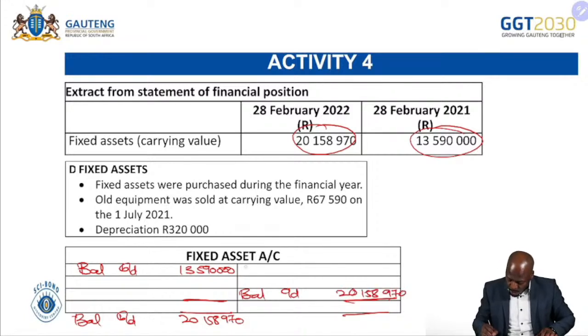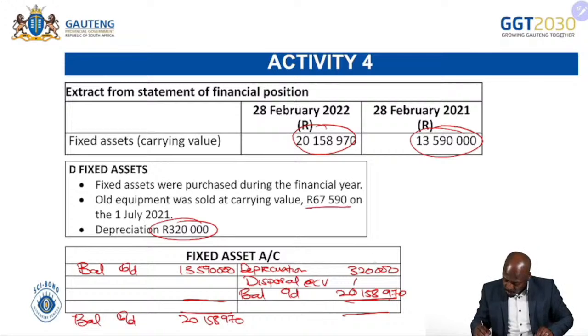And then here it's going to be balance carried down, 20,158,970. And then here, remember, you must always have your depreciation. They're telling us that depreciation is 320,000. So I'm bringing my depreciation here, 320,000. Then lastly, I'm going to bring my disposal at carrying value. All the equipment was sold at carrying value, which is 67,590.